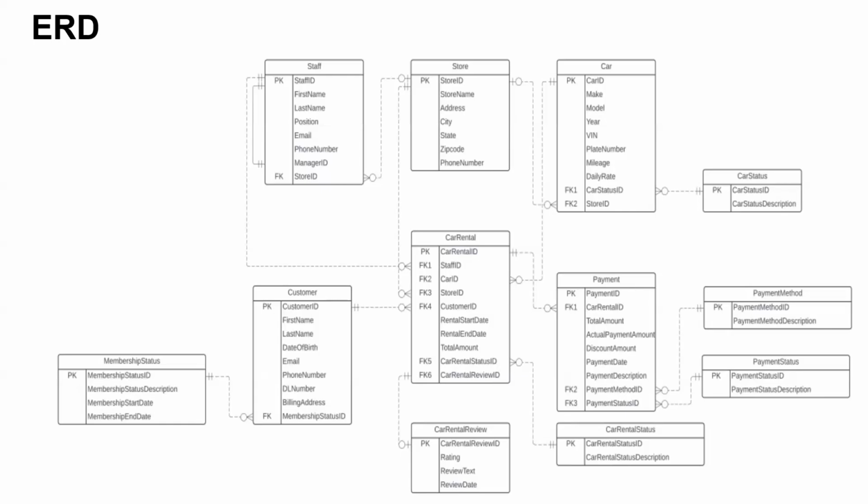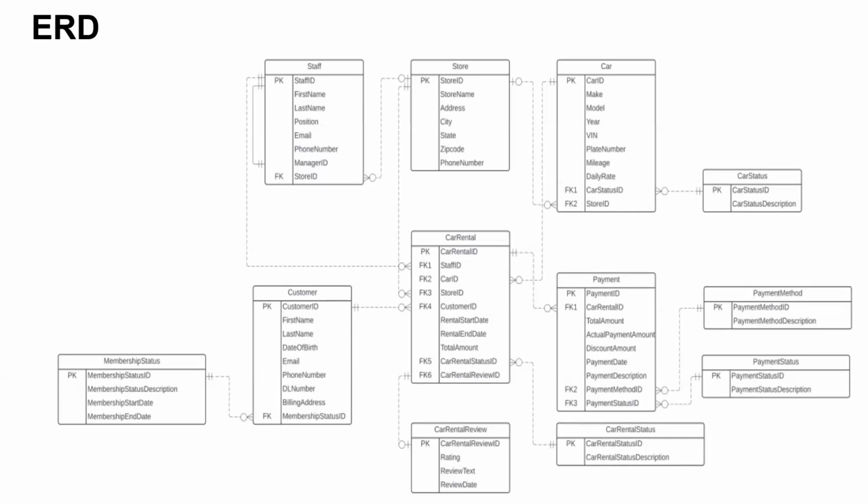Next one is car rental status. This tracks the status of rental identified by car rental status ID to maintain the rental life cycle transparency. Even here, the car status and car rental status tables can be put in car rental itself, but we are putting them as different and separate entities just to make it easier to manage.